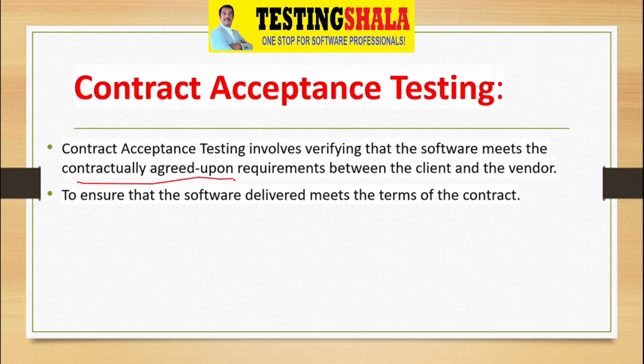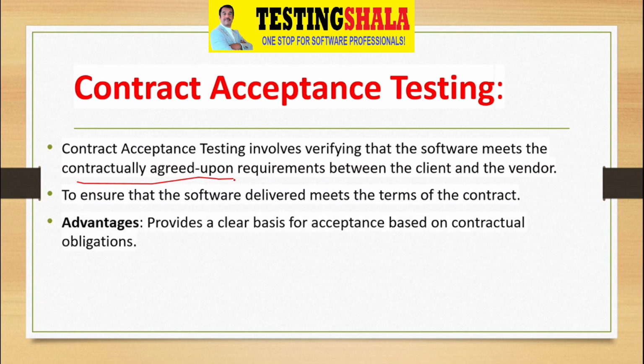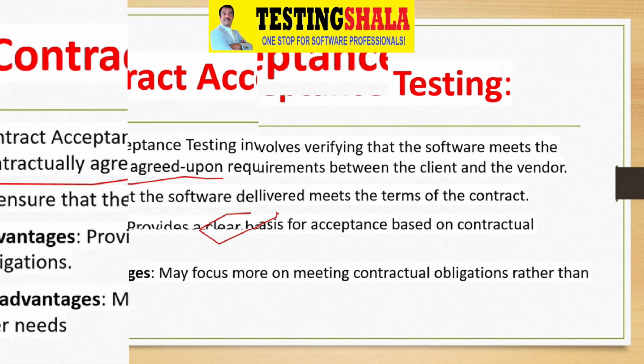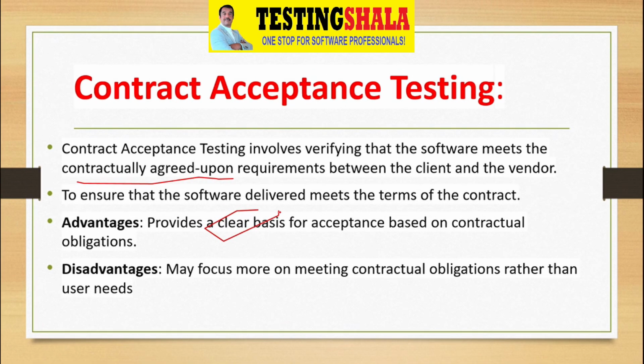The main advantage of this testing is that because we have contracts with clear terms, it helps us define the acceptance criteria very clearly based on those contractual obligations. But the disadvantage is that we focus more on the contractual obligation and are not much concerned with what a user needs. Because of that, we may get into bigger challenges.